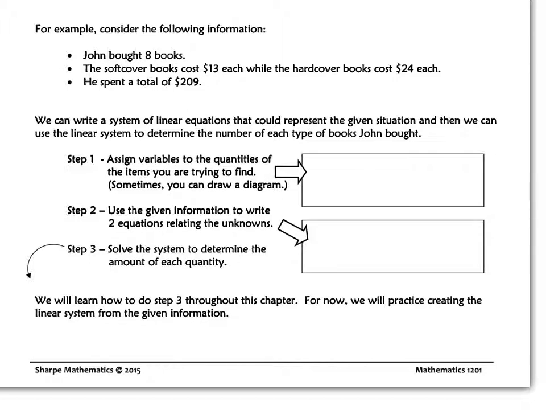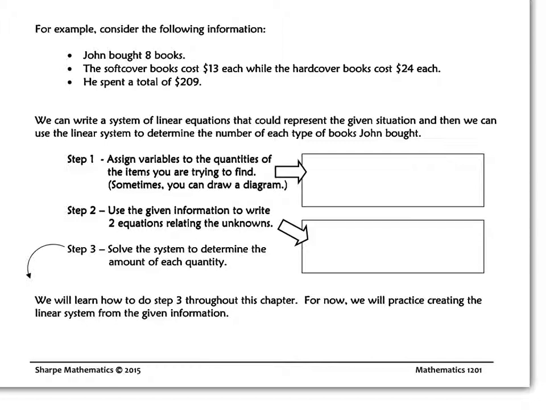It says we can write a system of linear equations that could represent the given situation, and then we can use the linear system to determine the number of each type of books that John bought. So basically, when you're given that information there, you know that he bought 8 books in total, you know the cost of each type of book, and you know the total cost, but you don't know how many of each type he bought. So those would be the two things that you're looking for.